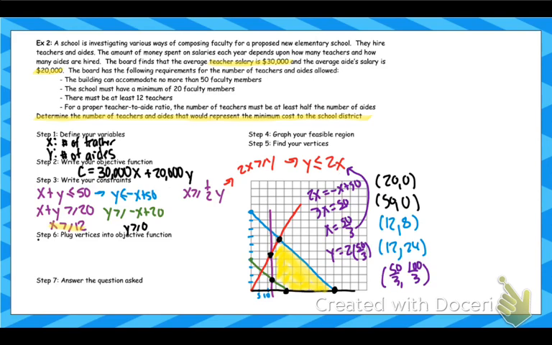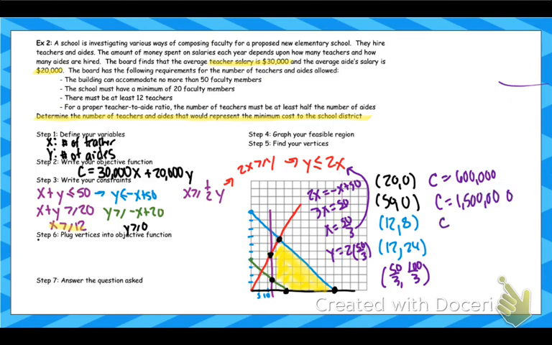So now I'm going to plug those x and y values into that objective function. For the first one, I'll just show it over here because there's a little bit more space. If I plug in 20 for x and 0 for y into that objective function, then I'm going to end up with a c value of 600,000, sorry. If I plug in x is 50 and y is 0 into the objective function, I would do 30,000 times 50 plus 20,000 times 0, and that's going to give me 1,500,000.